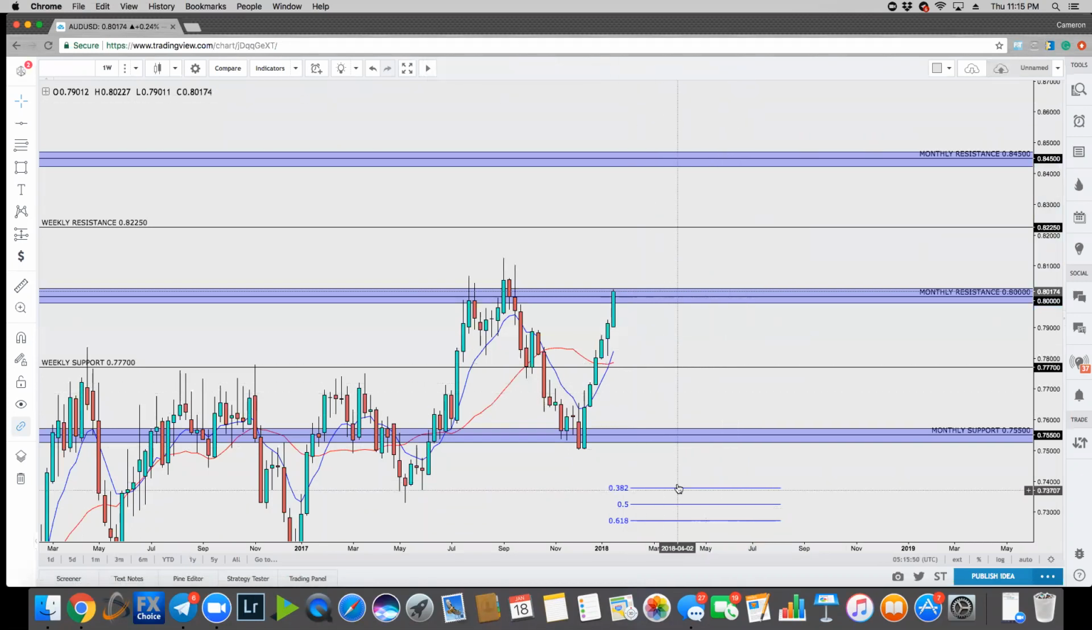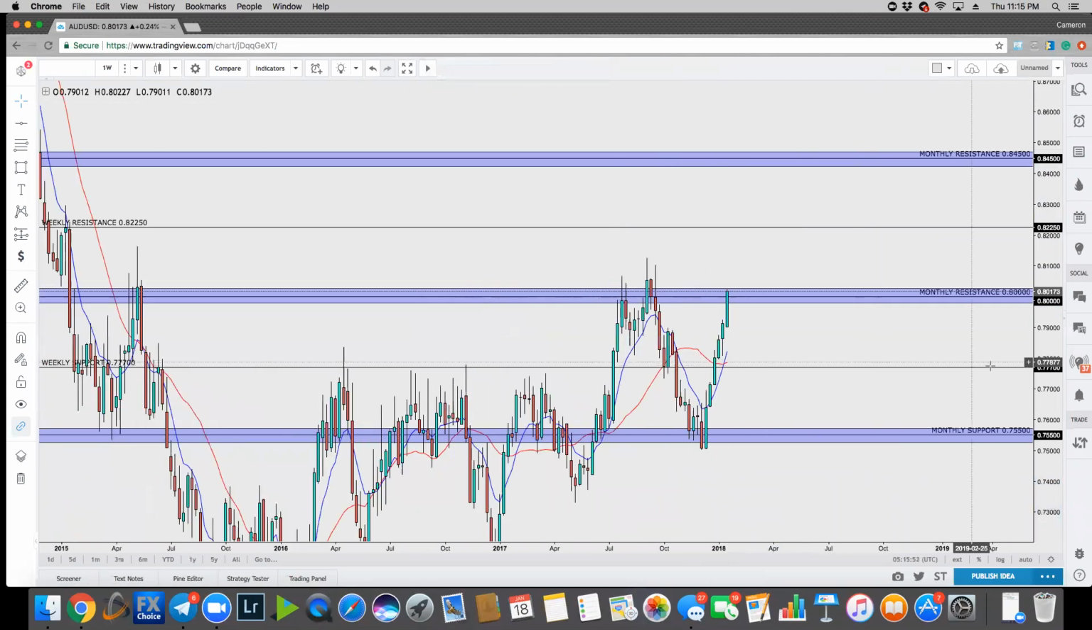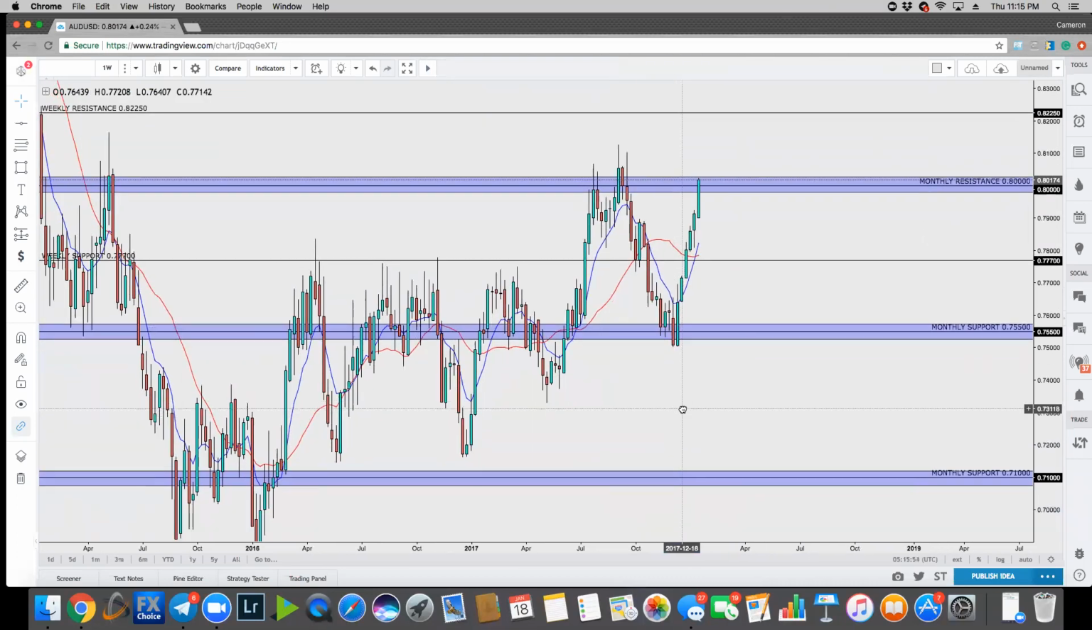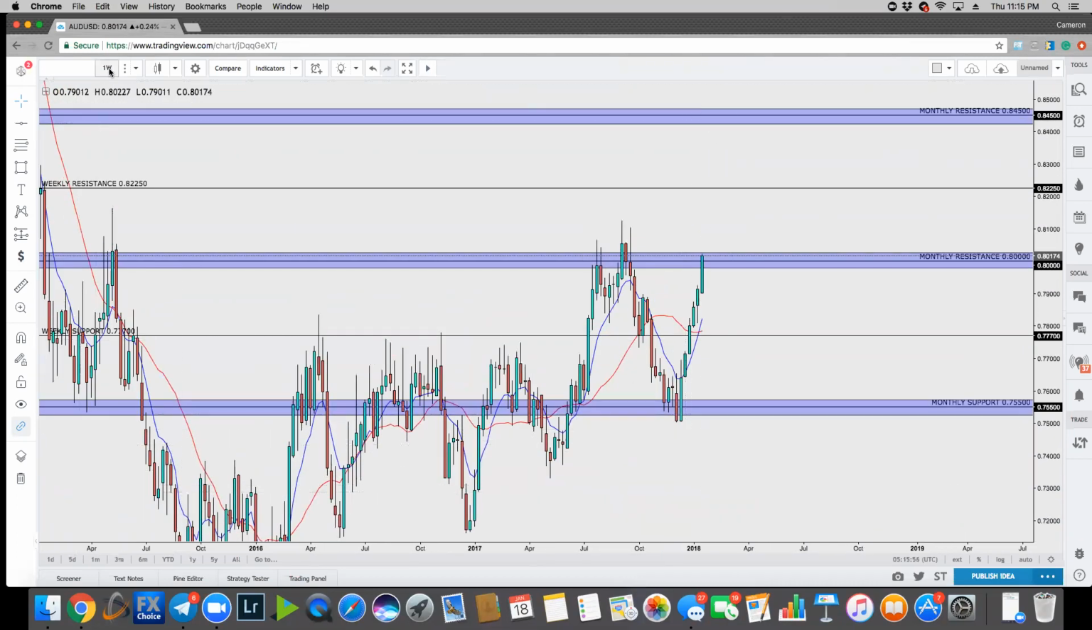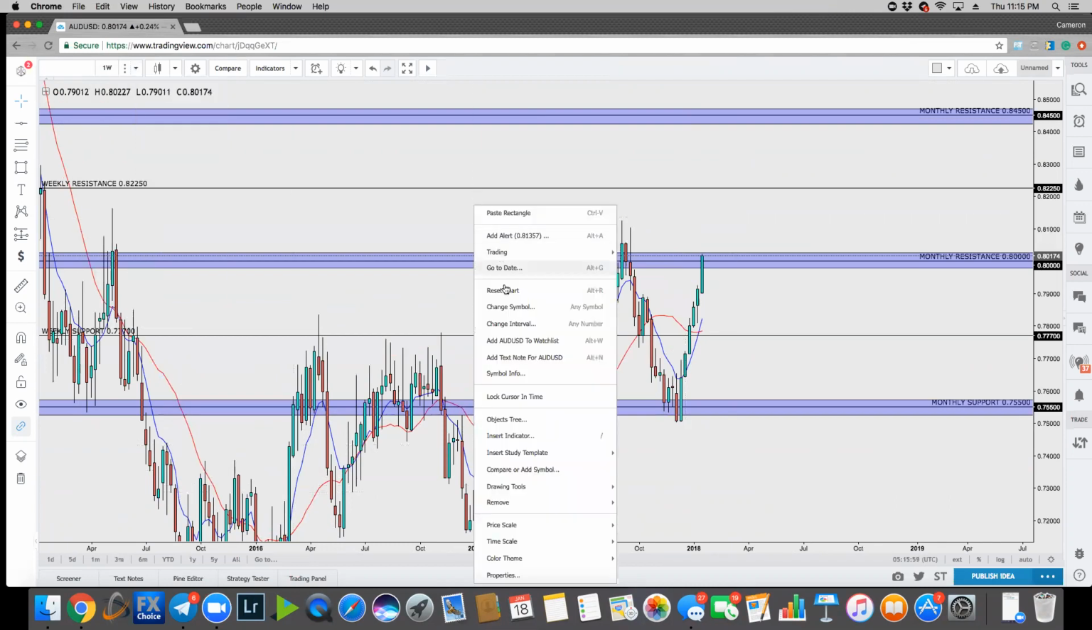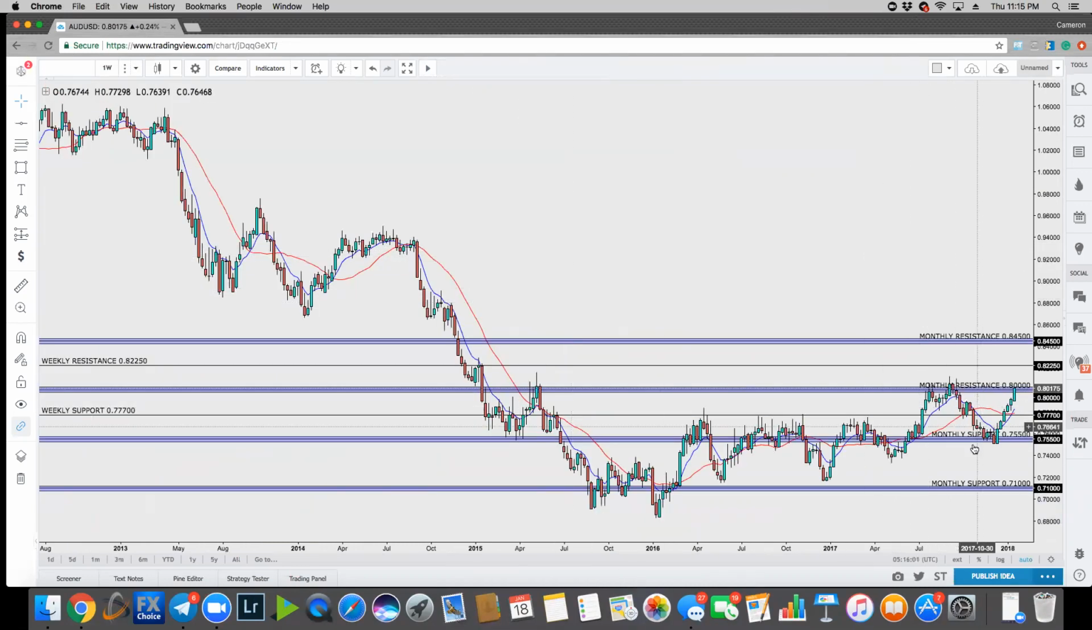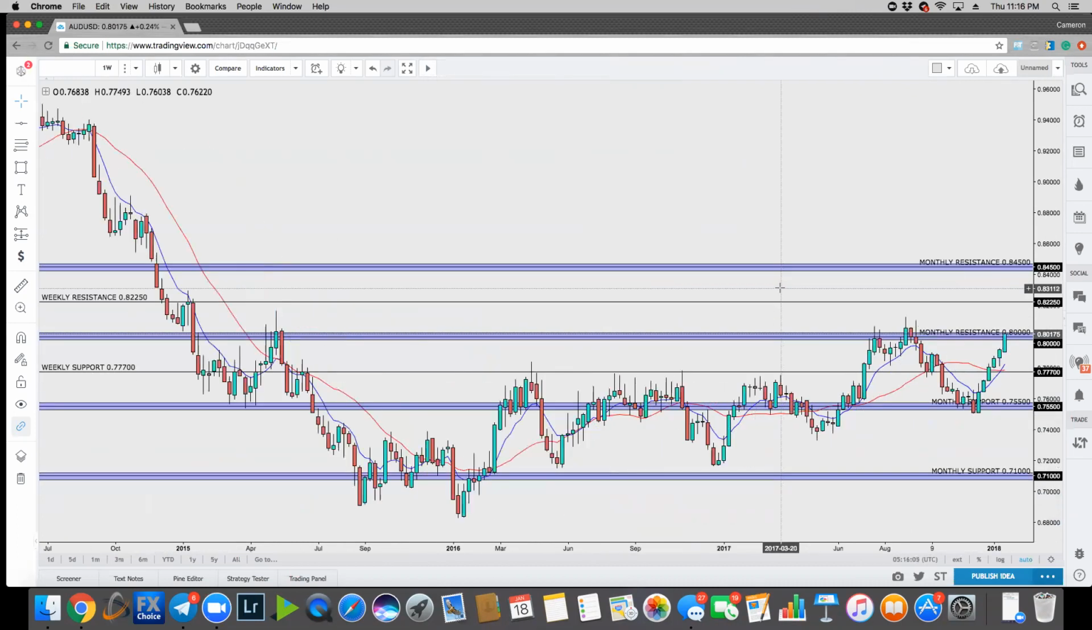I'm going to delete these Fibonacci levels because they're no longer important. And yeah, so let me go back, let me reset the chart. So we've got our monthlies, we've got our weeklies. Okay, then we're good. So check this out. I just marked on those levels.